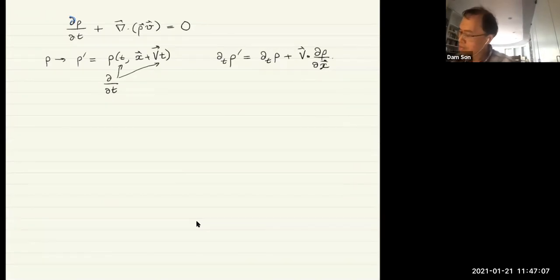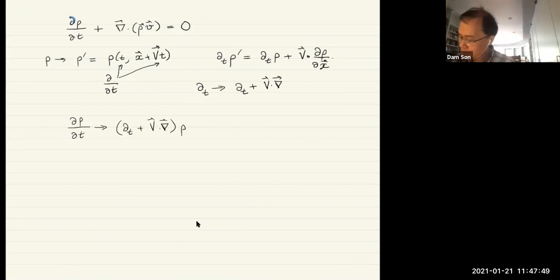Or I can formalize it like this: as a rule, under a Galilean boost, my time derivative has to change. My time derivative becomes a linear combination of time and spatial derivatives, because the spatial coordinate in the new solution depends on the time. Now this first term, d over dt of rho, under this Galilean boost becomes dt plus v dot gradient times rho.